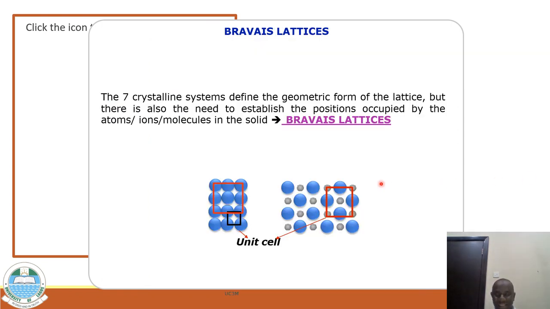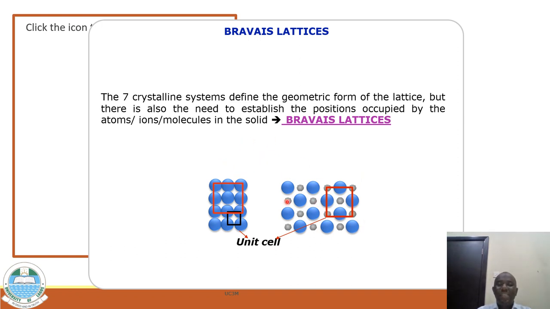Bravais lattice. Now, this is our last part, which will be our last content in topic one. We just spoke about the seven crystal systems, which is just a geometric form. Now, these atoms that we see here, they are very funny. They may not just be as simple as this. You may see them occupying other positions as well.